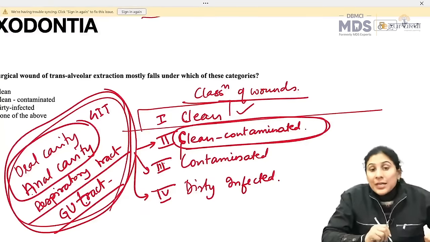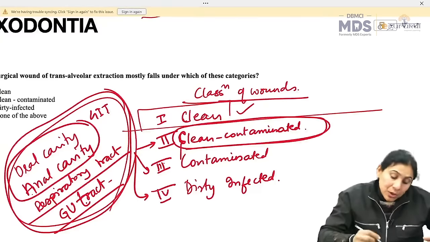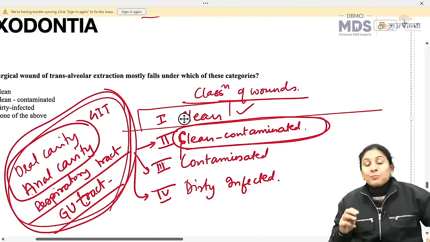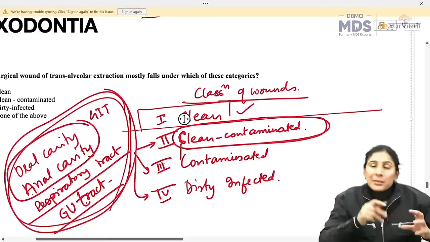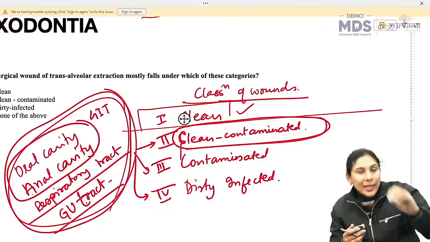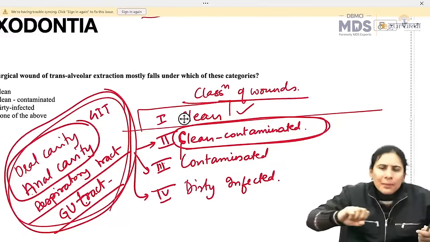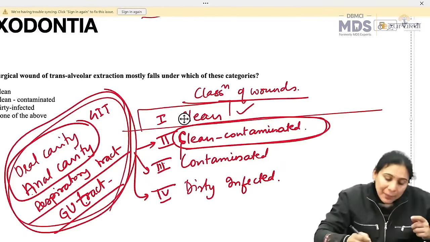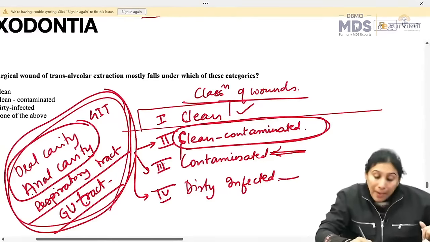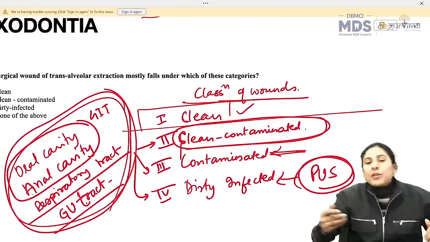Surgical wounds. If it has dirt other than the commensal pathogens, it becomes contaminated. Like for example, if the trauma is causing some foreign body, some glass has broken and fallen onto the patient's face and that glass particles are there in the wound, or if the patient has fallen down and the gravel and all the mud and everything is there in the wound, that makes it a contaminated wound. And when that contaminated wound creates pus, whenever there is pus or abscess, it becomes a dirty infected wound.